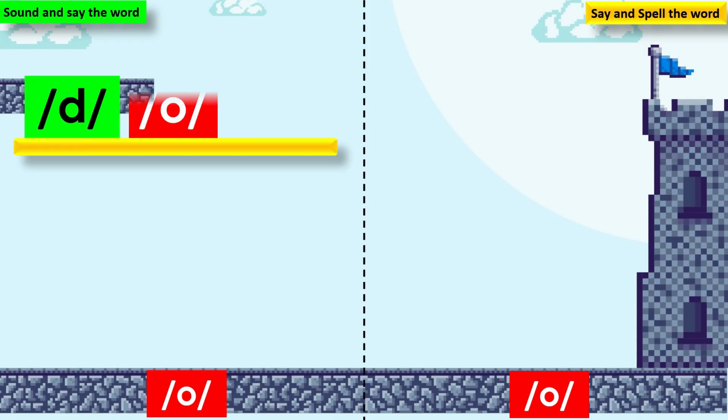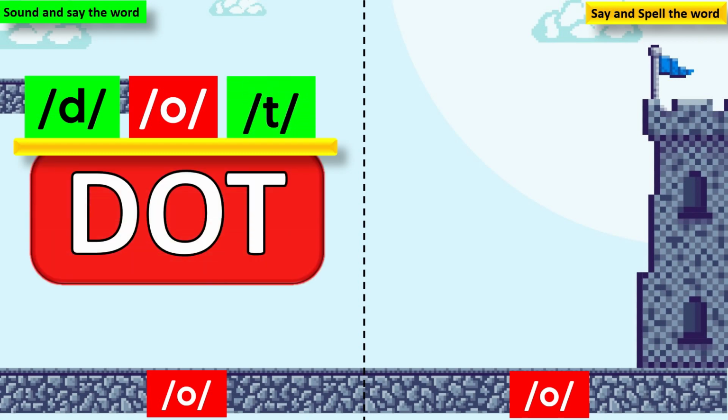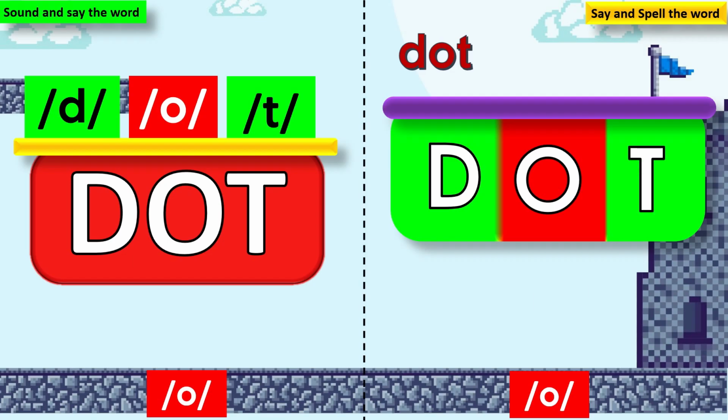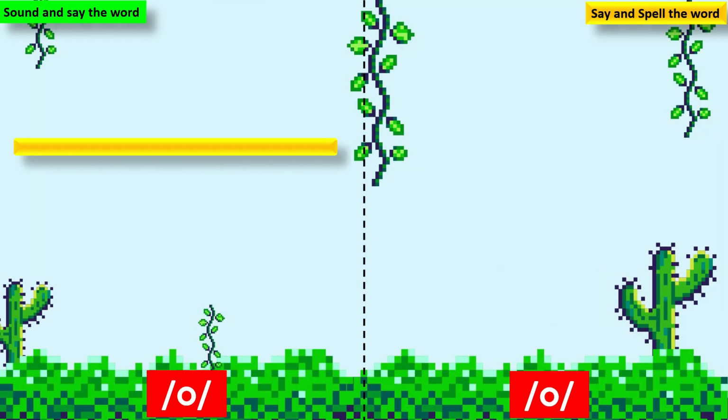D, o, t. Dot. Spell the word. Dot. D-O-T. Dot. Good reading. Sound the letters.